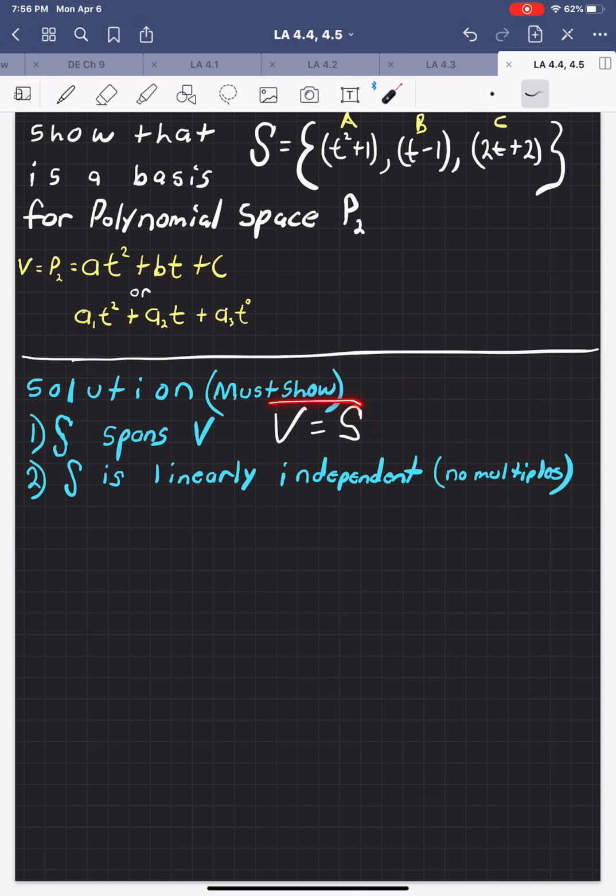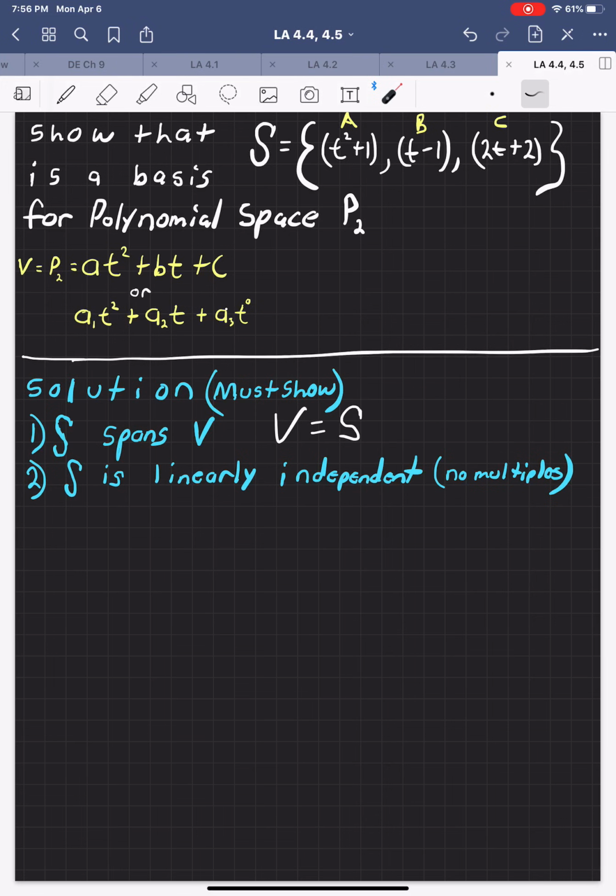Now, I wrote equals here. I'm not being sloppy. What I mean is that every graph that you can reach from this equation here, you should also be able to reach using a new basis for the polynomial space. So that's what I'm trying to say here, that V equals S, meaning all the graphs can be reached.